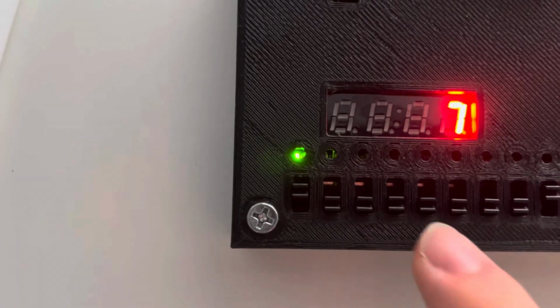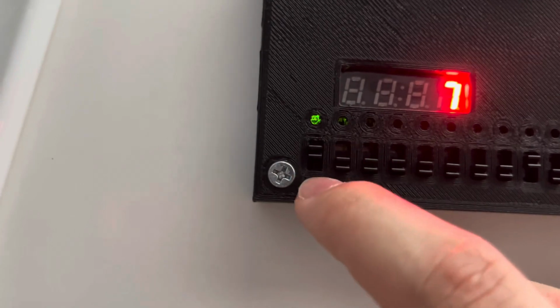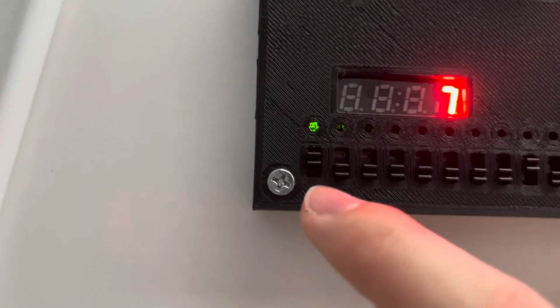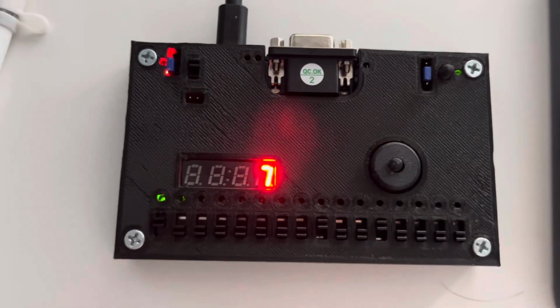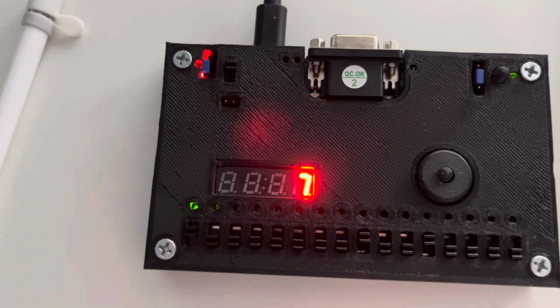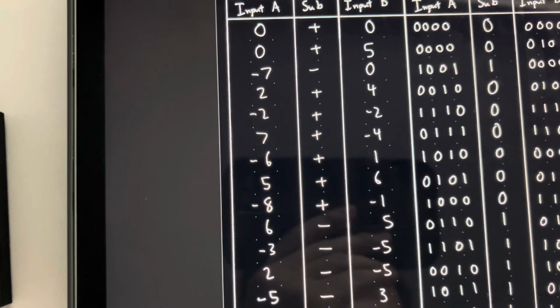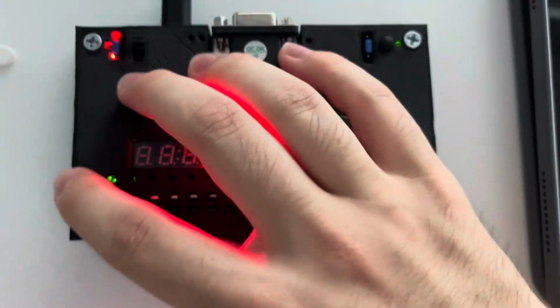Oh, and also the little switch. When it's up, it means it's a minus instead of a plus. Its default state is a plus, and when it's on, it's a minus. Anyway, negative 7 minus 0 is negative 7. That's great.